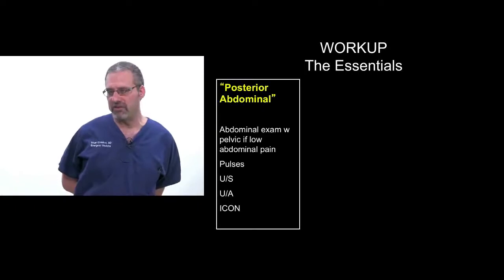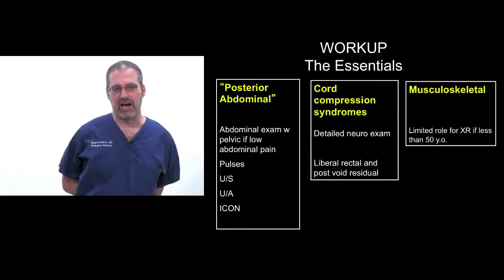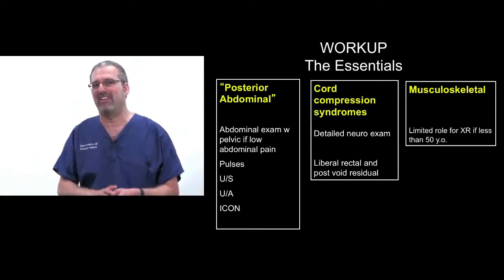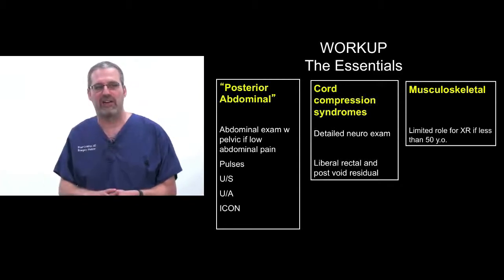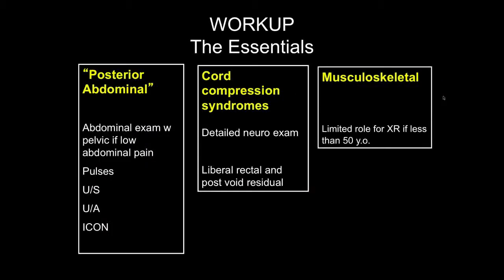So in terms of the workup, I think this is a very helpful slide actually because it gives you the key things in these various categories. When it comes to the posterior abdominal emergencies, you can really quickly rule these things out. You've got to do a good abdominal exam. That covers a lot of the things that we were talking about: the appendicitis, the pancreatitis. The pelvic is important for the gynecologic disorders. Pulse is easy to do.